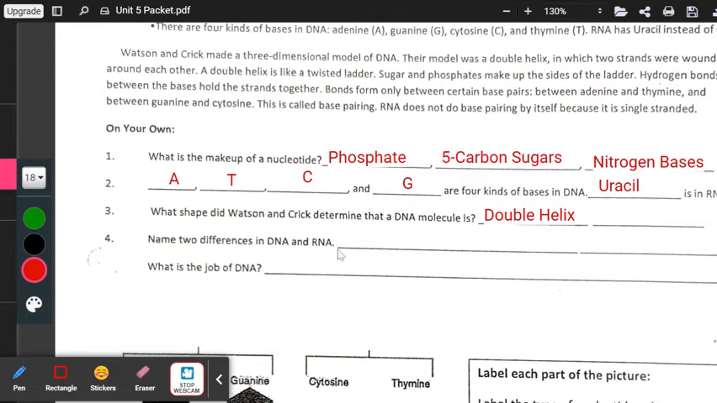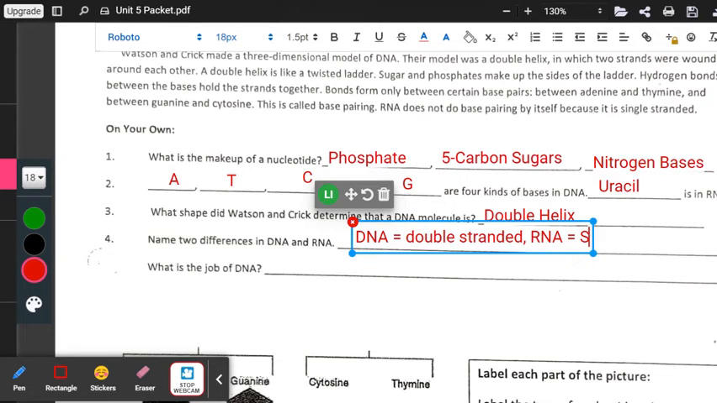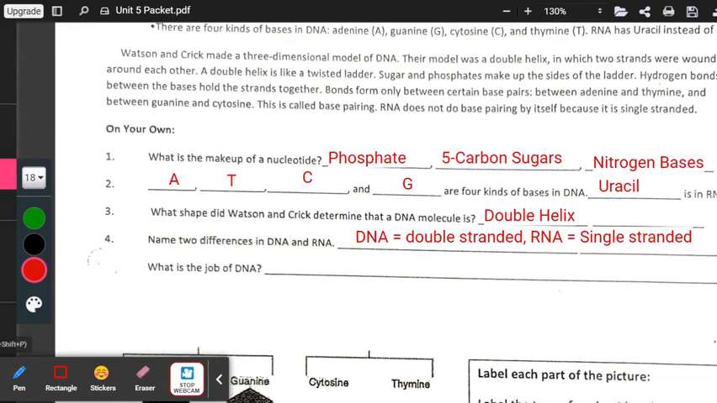Okay, so let's answer this fourth one. Name two differences in DNA and RNA. So one difference is that DNA is double-stranded. That's why it's a double helix. And RNA is single-stranded. And so it is a single helix. I like to refer to RNA visually as like a curly fry or like one little spiral of hair, something like that.